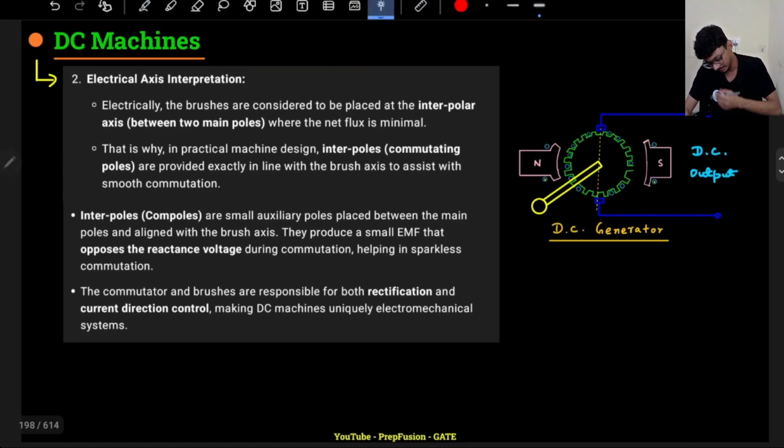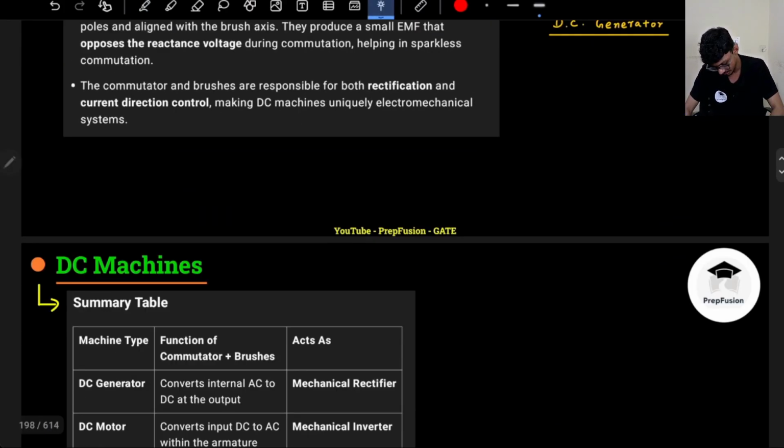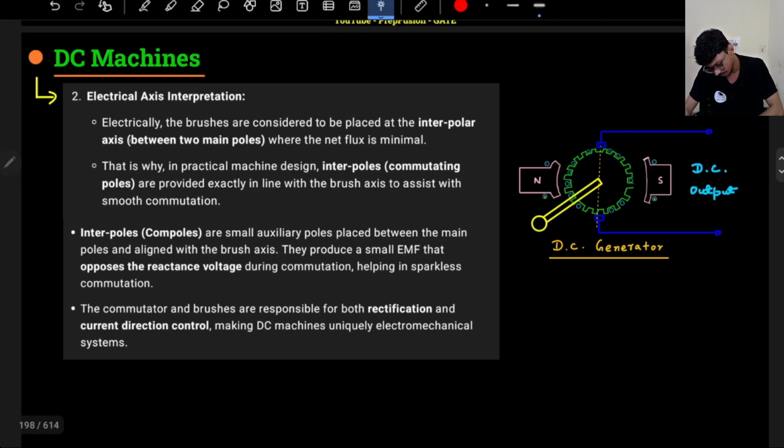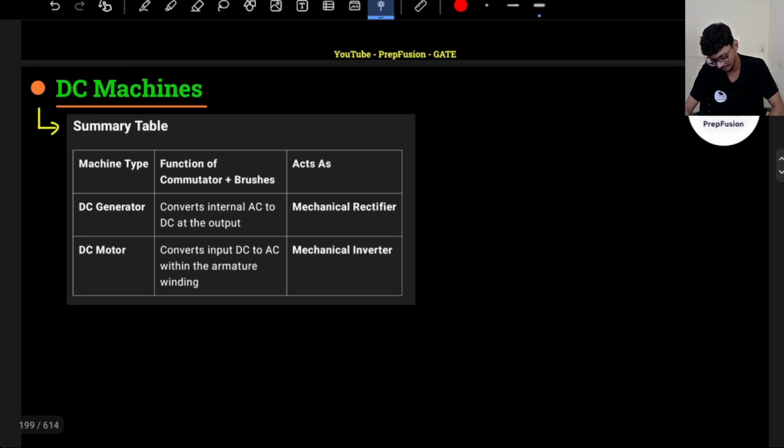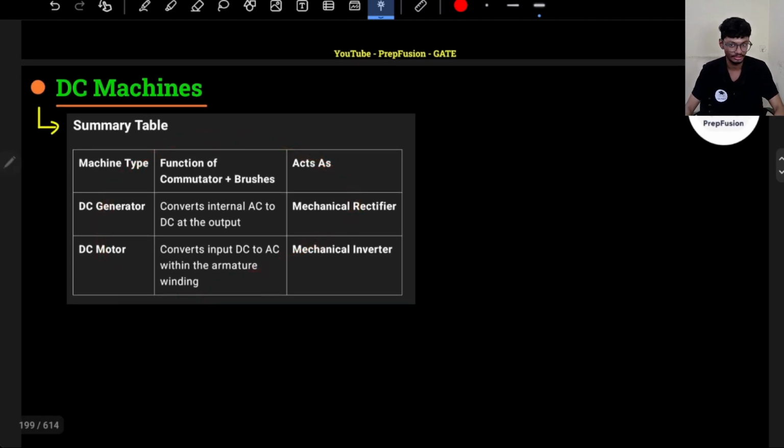Same thing we will discuss. Electrically the brushes are considered to be in the interpolar region. What is the interpolar axis? That we will understand when we study armature reaction, in the next few slides. Interpoles, don't worry, you can ignore this for now, we will learn what interpoles are. So this is the summary table about the commutator, and only this much theory is important for commutation.